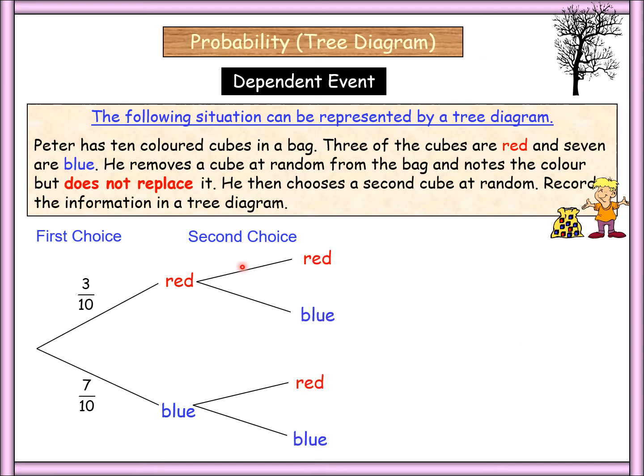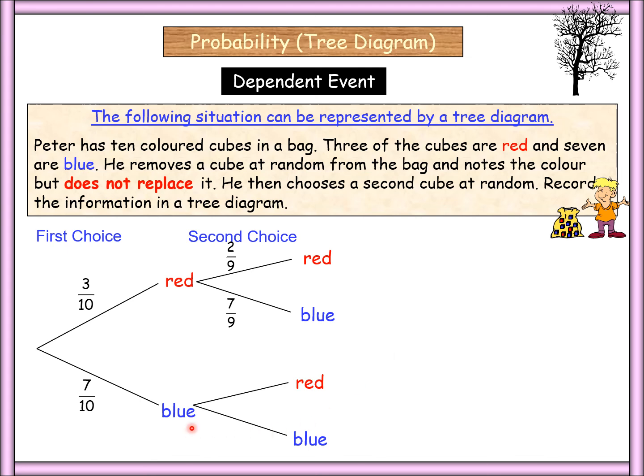So in here, since it is a dependent event, whatever our first choice is, it will affect our second choice. So we already chose red. So in here, it will be 3 minus 1 is 2. And then we already chose 1 cube, so the number of cubes that we have is 9. So it is 2 over 9. And in here, we didn't choose blue for the first. So we have 7. But we already got 1 cube. So it is 7 over 9. 10 minus 1 is 9.